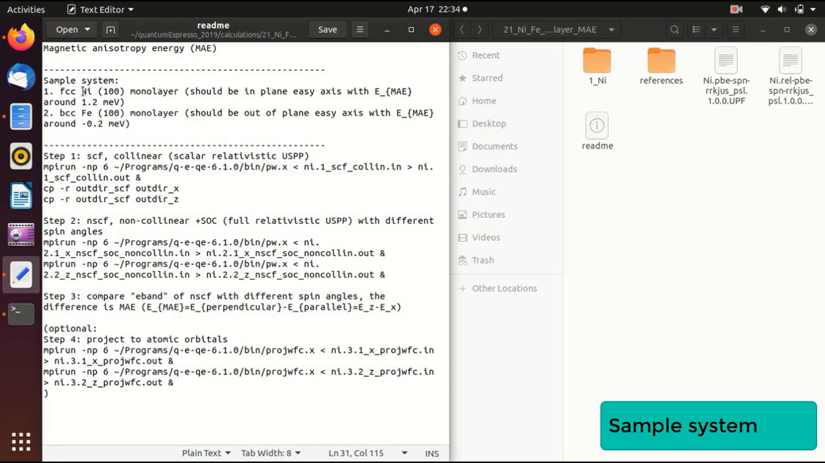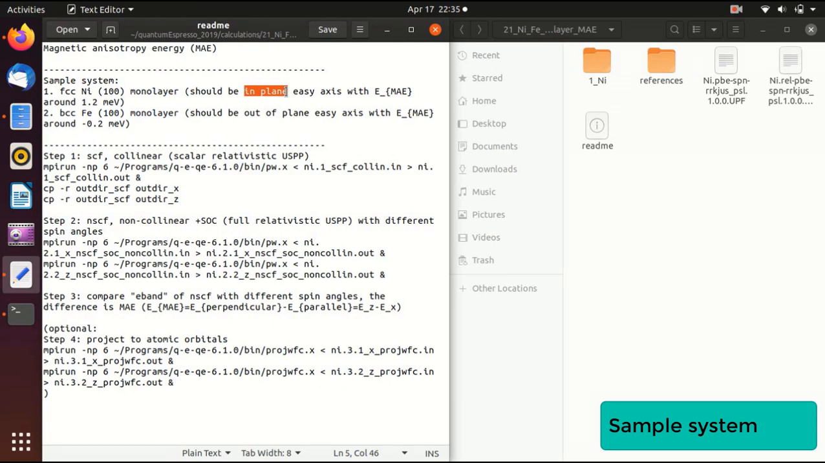And actually those are two very good examples, because for the nickel monolayer, the easy axis is in plane, so the magnetic anisotropy energy is positive, but for the iron monolayer, it is an out-of-plane easy axis, and the magnetic anisotropy energy is negative. And actually milli-electron volt is already quite large for this kind of energy.